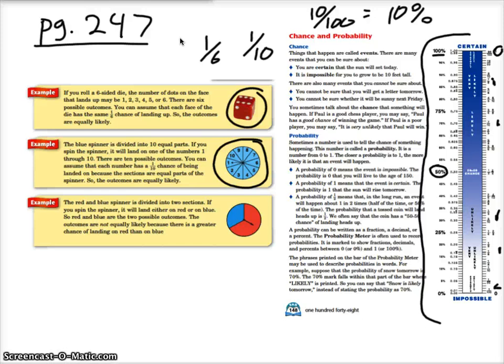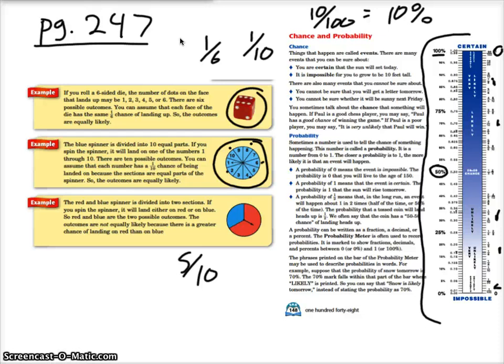An even number is, how many even numbers do we have? We have 1, 2, 3, 4, 5. So we have a 5 out of 10 chance to roll an even number. Okay, so you can say it however many different ways you want.